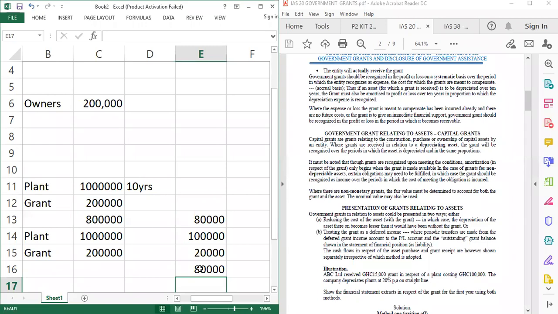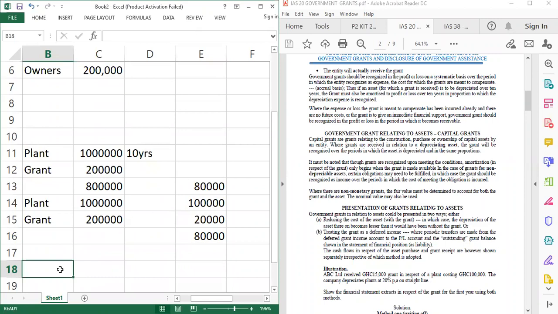That is how we do the capital grants. That is how we account for the capital grants. But before this, let me ask this question.